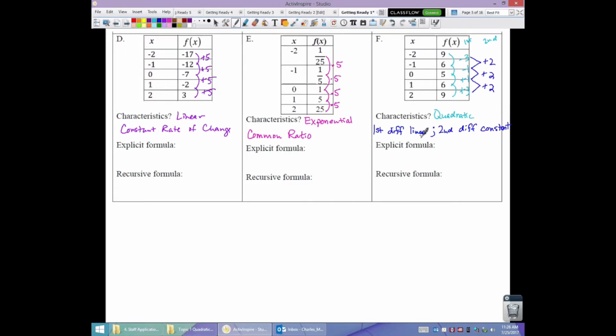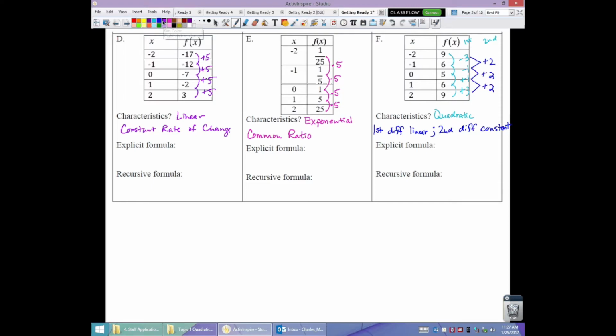If I say the first differences are linear, well then that could only be true if the second differences are a constant, and vice versa. If I say my second differences are constant, that would imply the first differences are linear. So you don't need to say both of these when you are justifying that a function is quadratic.